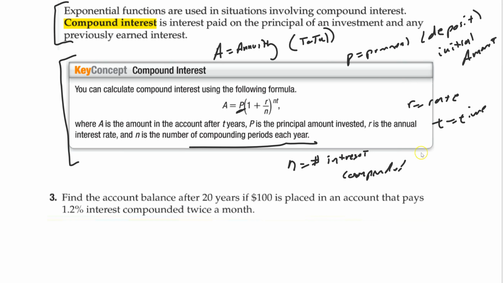So sometimes they'll say, oh, it's monthly. Well, there's 12 months out of a year, so n is 12. They might say weekly, so then n equals 52. They could say quarterly. That means we're going to do it 4 times. So stuff like that. N's all about what they're talking about.